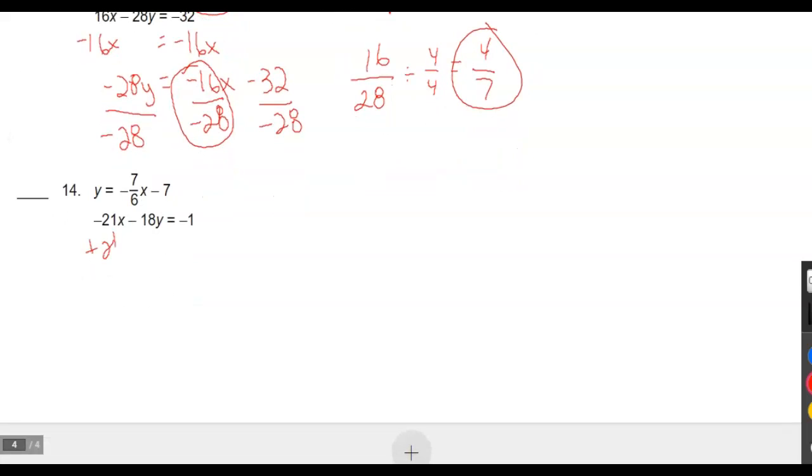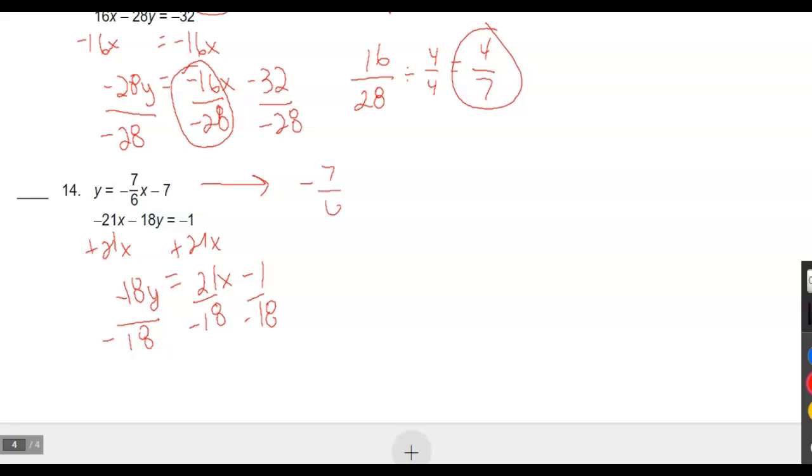Same thing here. Add my 21x. Negative 18y equals 21x minus 1. Divide by negative 18. Now, you don't really need to simplify on this one because I have a slope. Ooh, you might. Spoke too soon. One slope's negative 7/6.